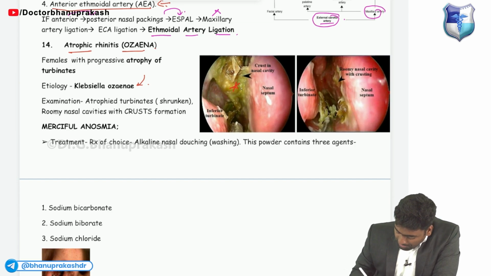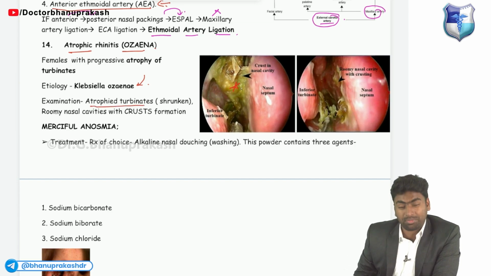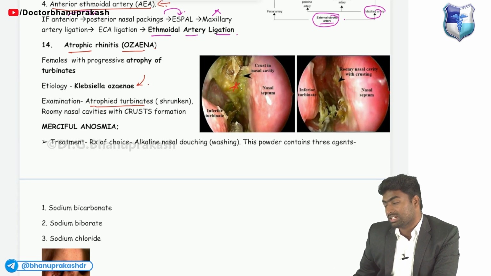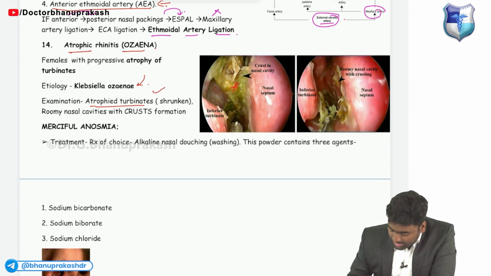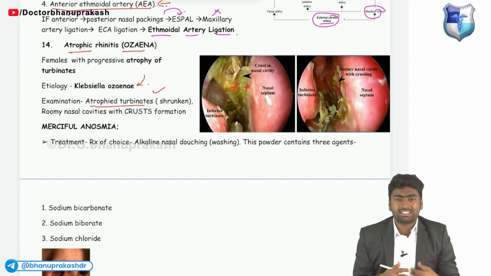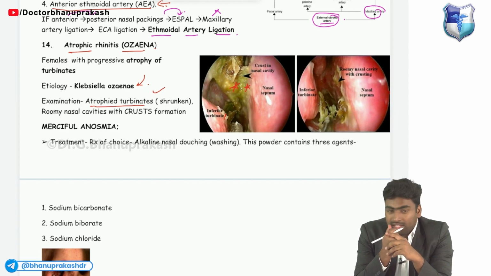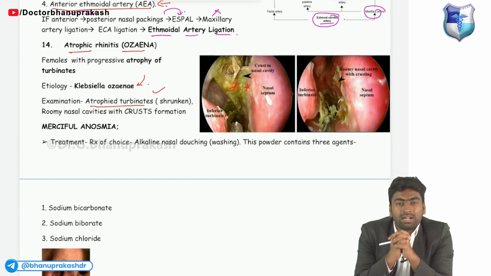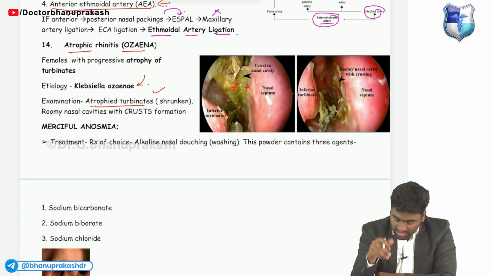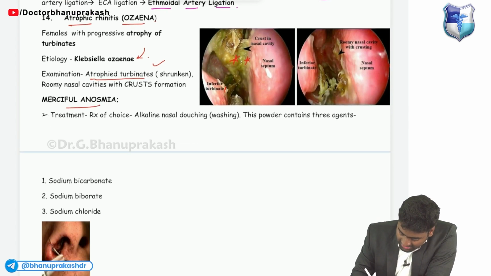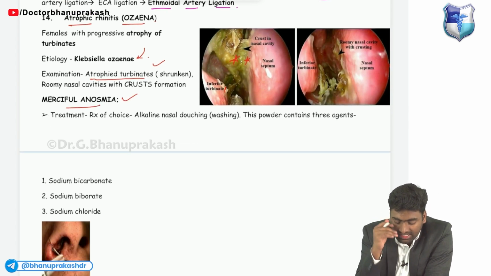On examination, you will see atrophy of the turbinates, including the inferior turbinates. All the turbinates become atrophied and shrunken, along with crust formation. When you examine the patient, you will notice a foul smell, but the patient does not feel the smell because of olfactory involvement. So they will have a type of anosmia known as merciful anosmia. So what will we initially give for treatment?